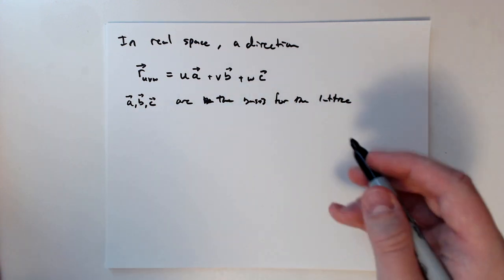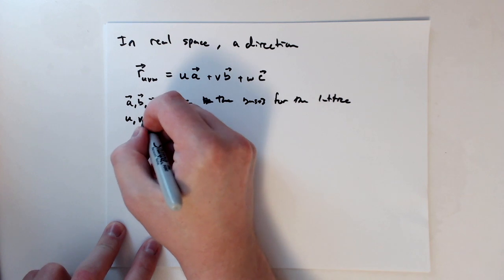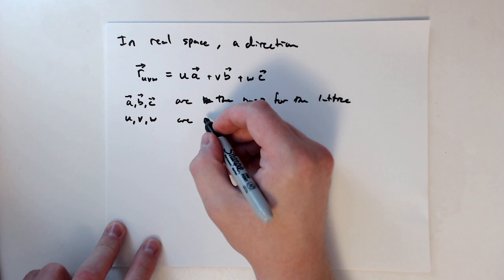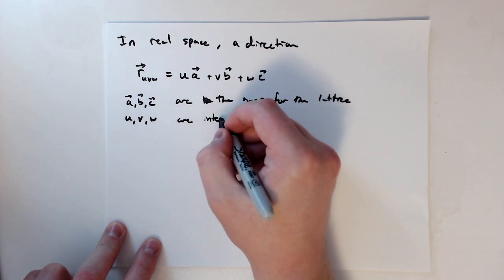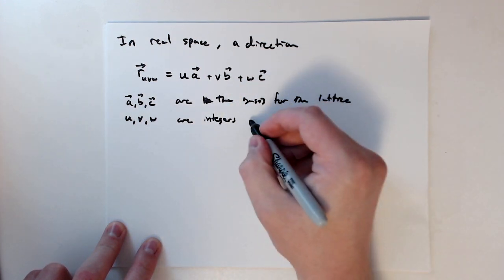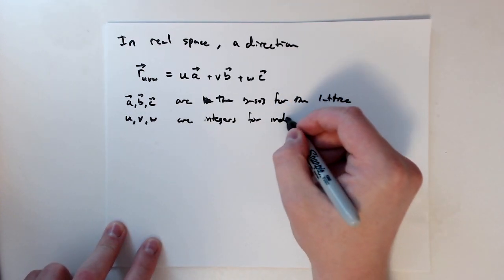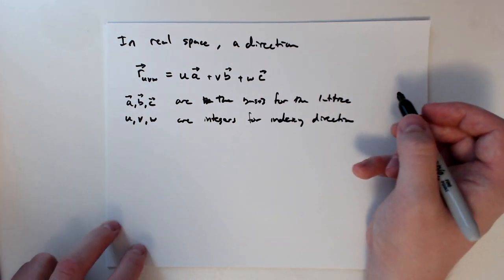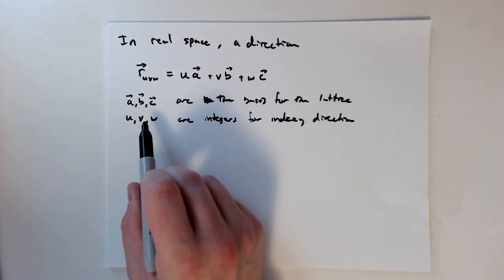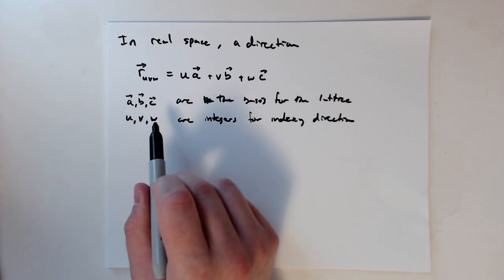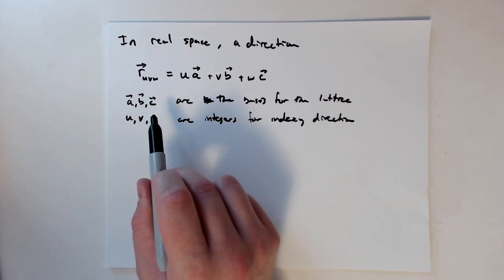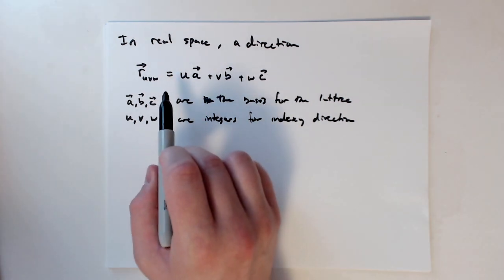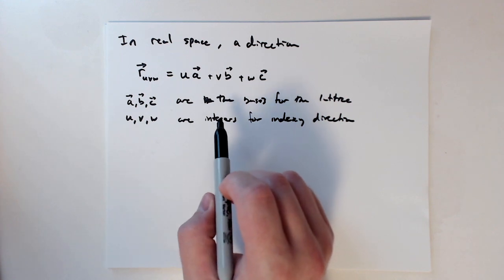All right, and then the components u, v, and w are integers for indexing the direction, right? So that tells us how much length in each given basis we have to reach a given point in space R. All right. So you saw this part before, so this isn't anything new.